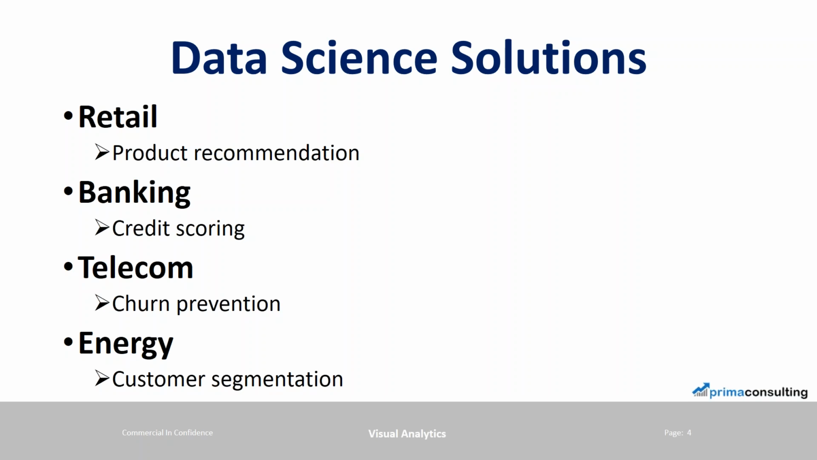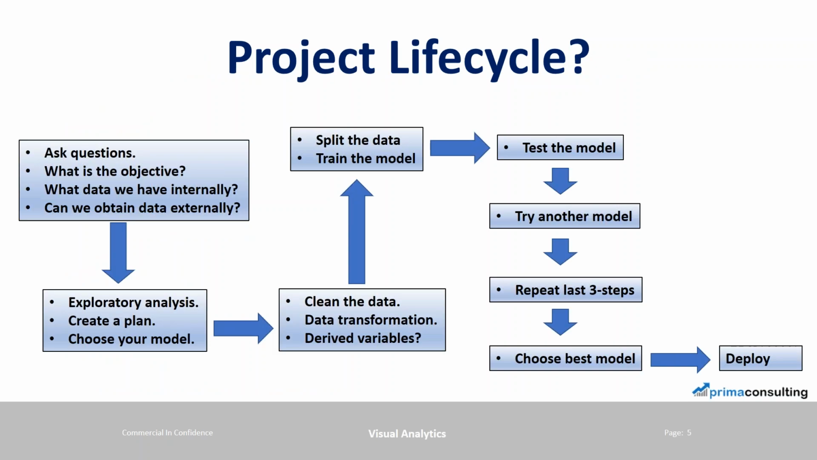So let me now go to the project life cycle. It starts from left to right, and the arrows define which one comes after which one. Any data science project starts with asking a lot of questions to your client. What is the objective of this project? What sort of data do we have in the company or in the business, and can we obtain an extra data set going externally?